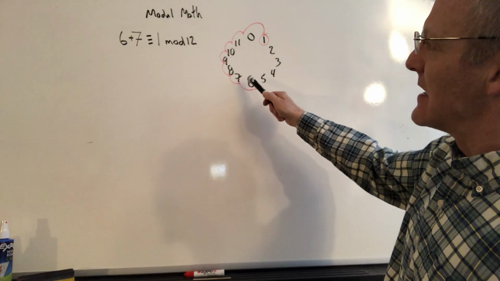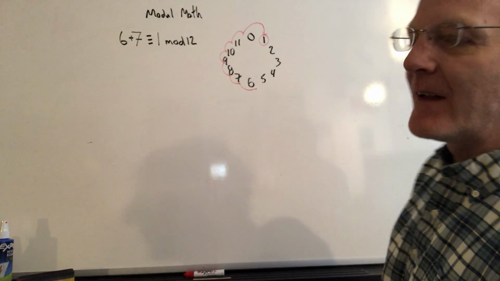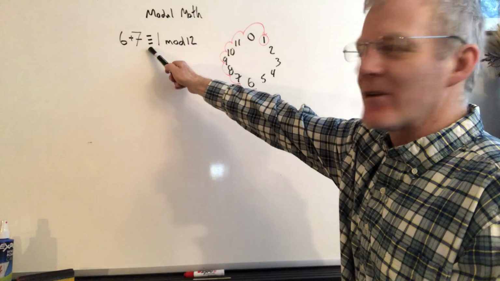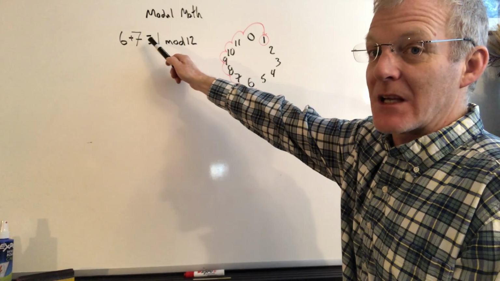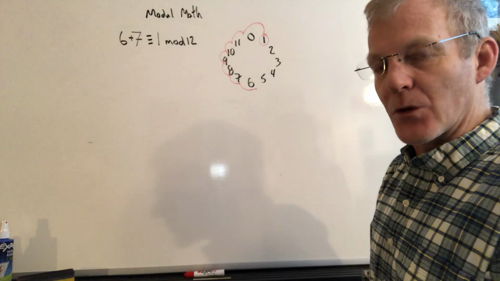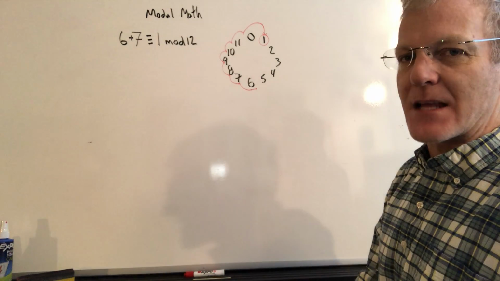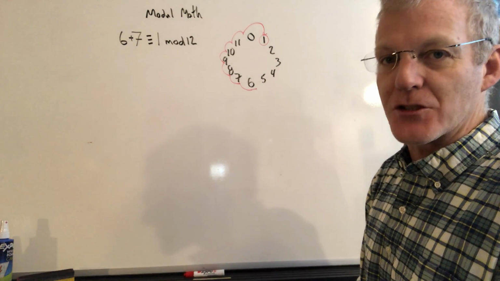So our mod 12 is actually the numbers 0 through 11. But we still get 6 plus 7 is equivalent to 1. Now notice I'm also saying equivalent. I'm not saying equals, because it's not equal to 1, it's equivalent to 1. So it's essentially the same idea, but it's the equal sign we use for modular math.